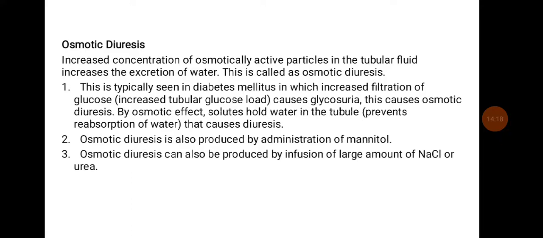Osmotic diuresis is because of increased concentration of osmotically active particles in the tubular fluid, so that increases the excretion of water. This is called osmotic diuresis. This is typically seen in diabetes mellitus, in which increased filtration of glucose increases the tubular load, which causes glycosuria. So this causes osmotic diuresis. By osmotic effect, solutes hold water in the tubules, which prevents reabsorption of the water, and that causes diuresis.